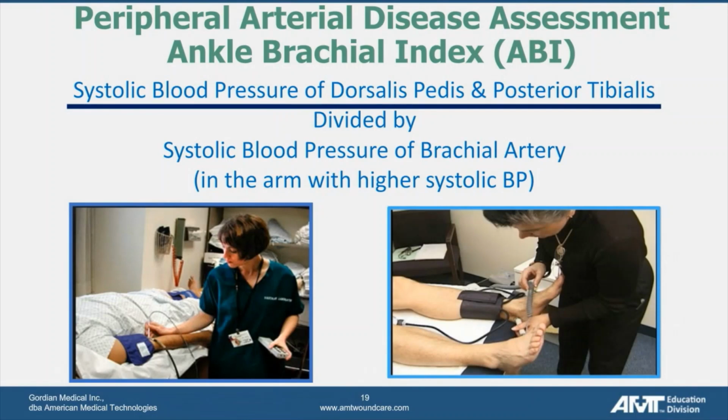In general, the standard of practice is that we do peripheral arterial disease assessment using the ankle brachial index. This is where you take the systolic blood pressure of the dorsalis pedis and the posterior tibialis, both of the arteries that are going into the foot, and you divide that by the systolic blood pressure of the brachial artery. You use the brachial artery that has the higher systolic pressure. Almost all of us have a higher blood pressure on one arm than the other. You want to use the arm with the higher systolic blood pressure when you do your ankle brachial index.